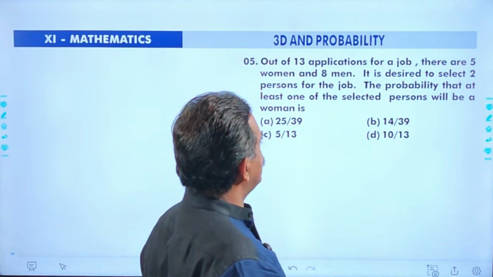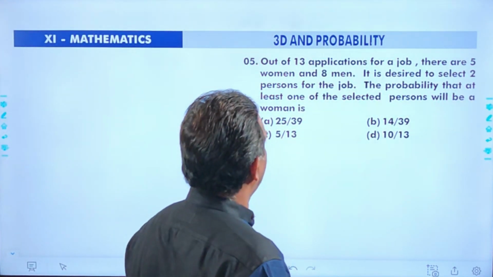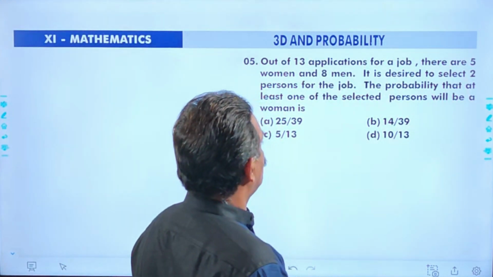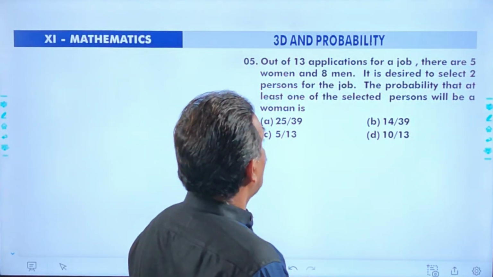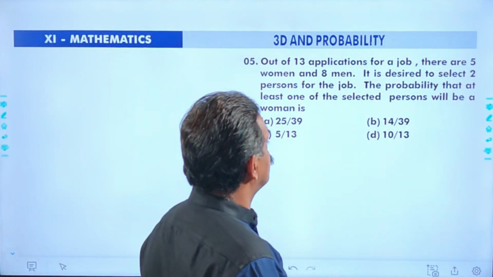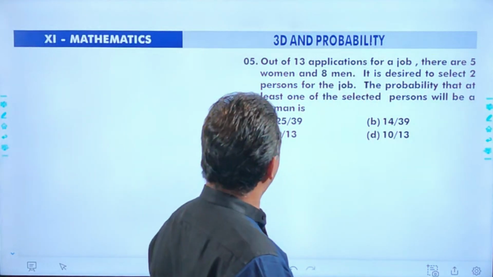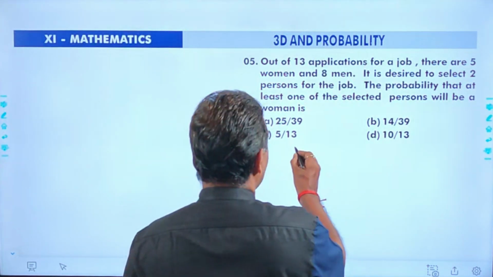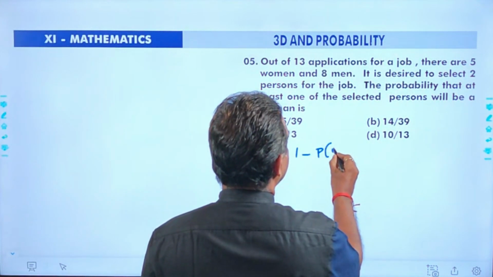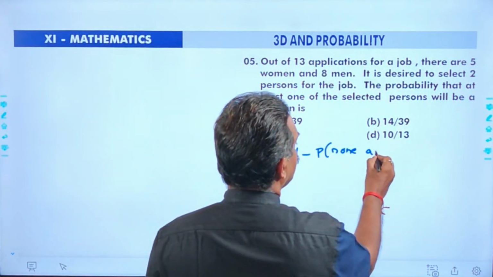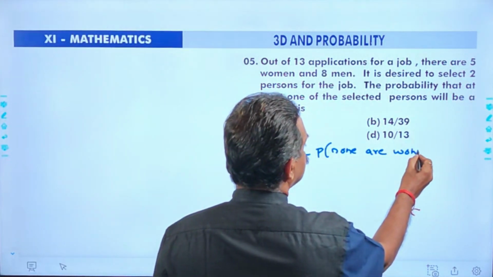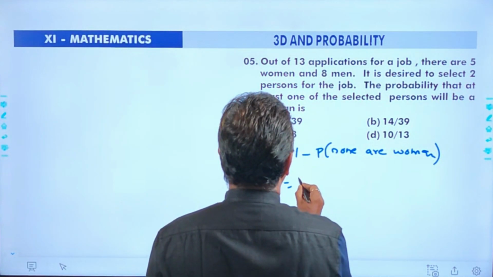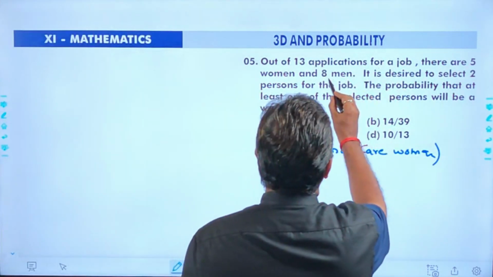Out of 13 applications for a job, there are 5 women and 8 men. 2 persons are selected. Find the probability that at least one of them selected will be a woman. We can evaluate the reverse way: 1 minus the probability that none are women, which is the easiest way to evaluate this one.